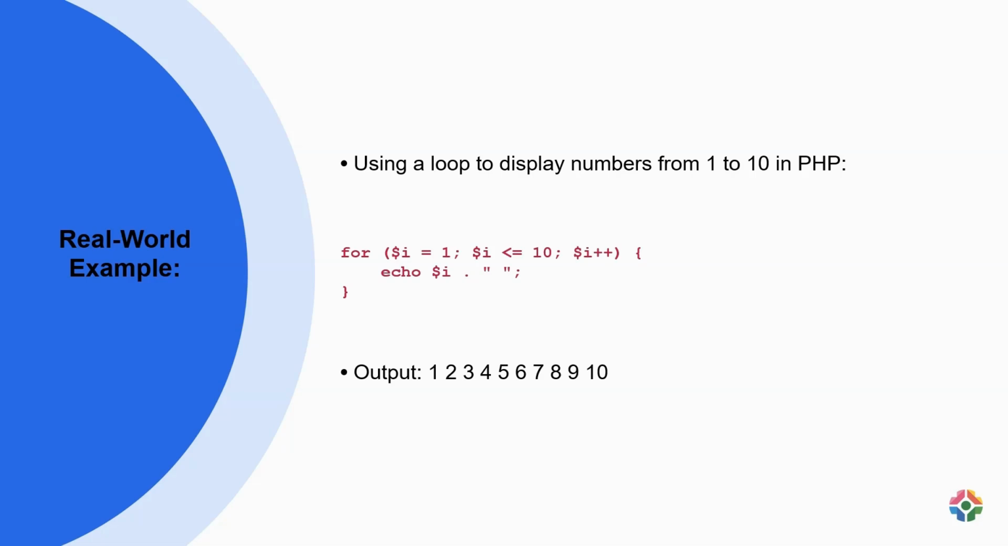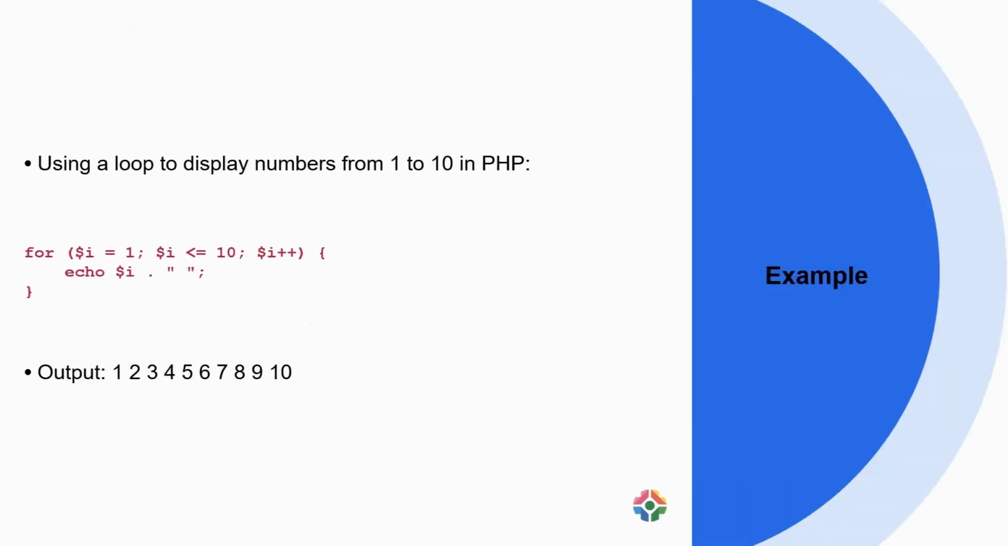During each iteration, the value of $i increments by 1. The loop continues as long as $i is less than or equal to 10. After each iteration, the current number is echoed to the output followed by a space. This results in the output 1, 2, 3, 4, 5, 6, 7, 8, 9, 10, where the numbers are displayed sequentially on a single line separated by spaces.